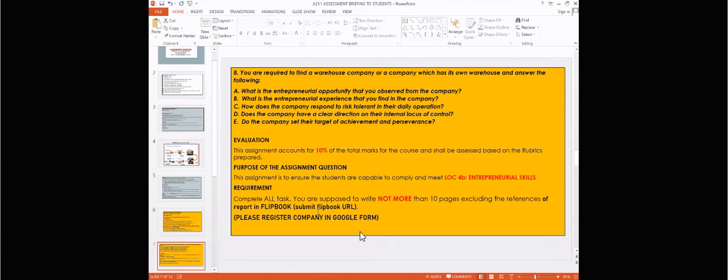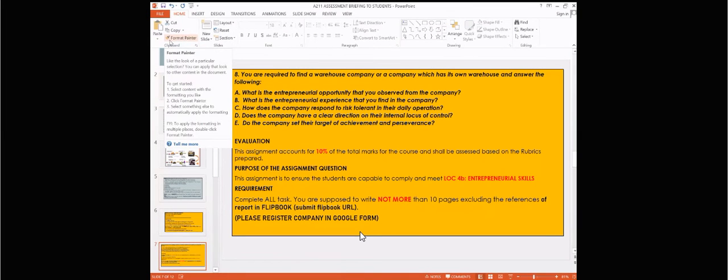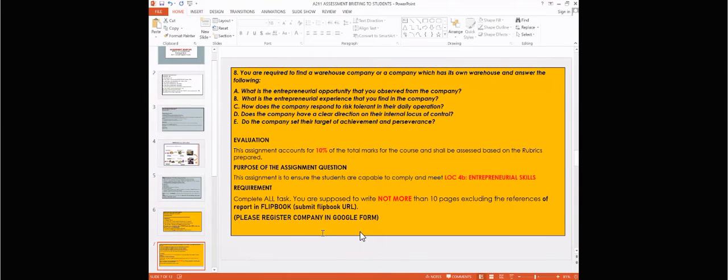As I told you just now, after this, Nitya will assist us in getting the name of the company that you choose. My advice to you, to make your life easy, not that easy also, it is good if you choose only one warehouse, but it answers both questions, individual assignment one and individual assignment two. Is that clear?